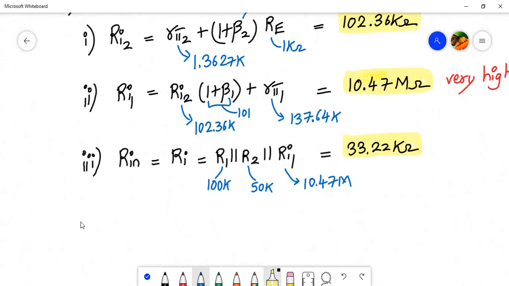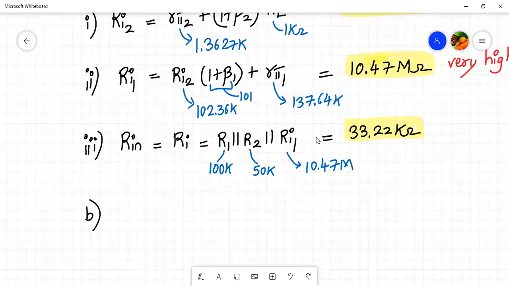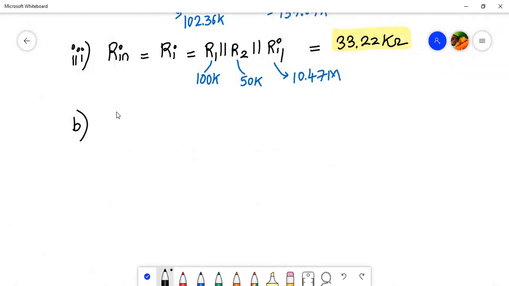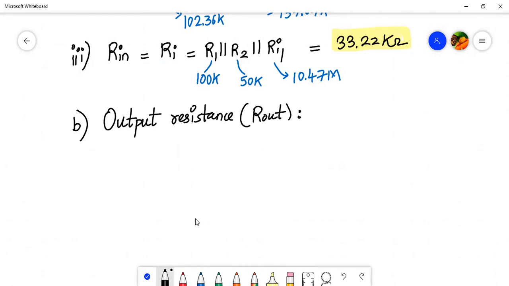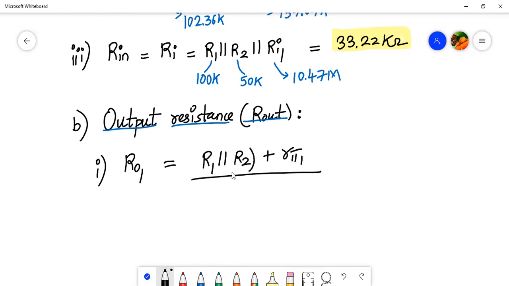Let me write over here. Sorry for that. So output resistance, we have just now seen the formulas. Output resistance, R out. So for it, we have to first calculate the value of RO1, which was R1 parallel to R2 plus R pi 1 divided by 1 plus beta 1.